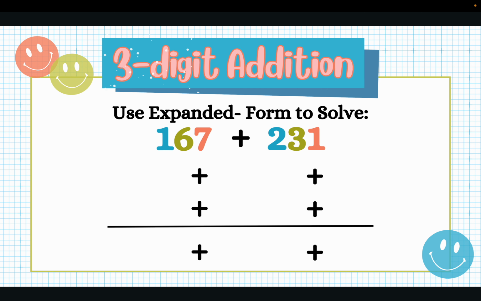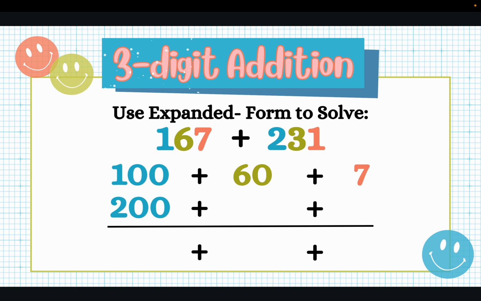We're now going to practice this in expanded form. So grab your expanded format to test this out. So we have 167 plus 231. We're going to write in expanded form. So we have 100 plus 60 plus 7. Then we have 200 plus 30 plus 1. Now we need to carry it down.